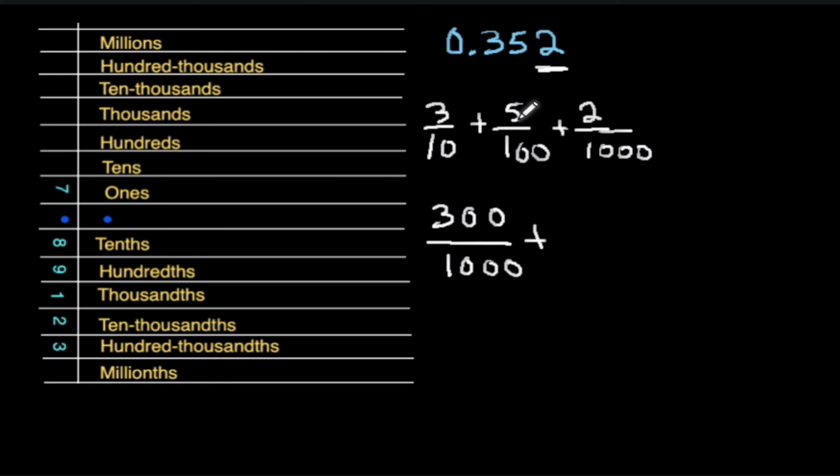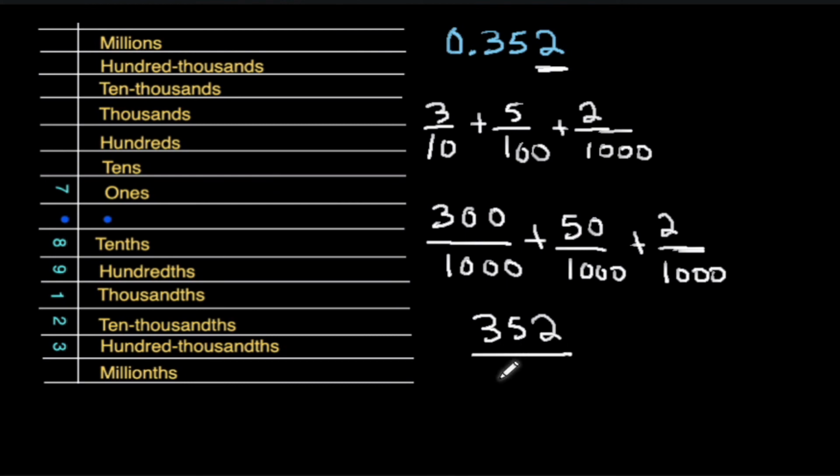Plus, we have 5 over 100. So this is 100 times 10, which is 1,000. And then 10 times 5 is 50. So this is 50 over 1,000. Plus we have 2 over 1,000. So now we have a common denominator of 1,000. So all we have to do is add the numerators together. So 300 plus 50 plus 2 is 352. So this is 352 over 1,000. So it's the same as 352 thousandths.